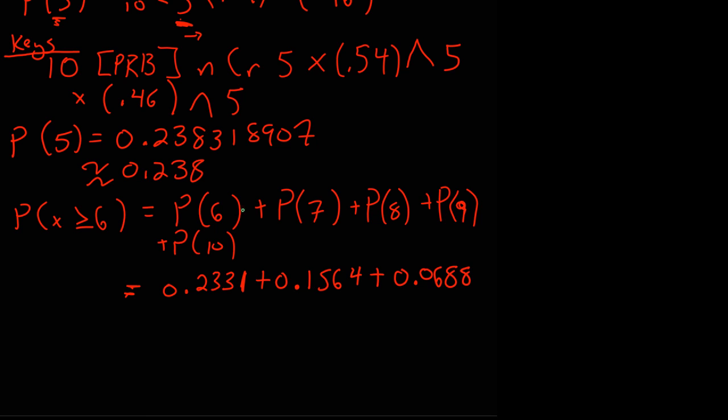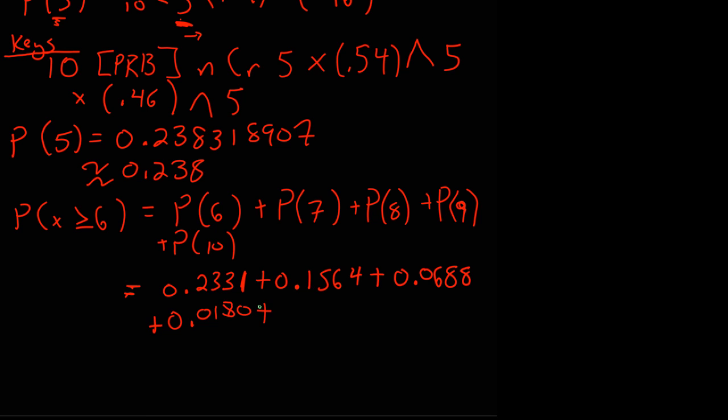So let's see, that's that one, and that one. So now I have to do 9 and 10. So I'm going to up arrow. I'm going to change. I'm going to have 10 NCR 9 times 0.54 to the 9th times 0.46 to the 1st. And that's going to give me 0.017. Oh, it's going to round up to 0.0180.